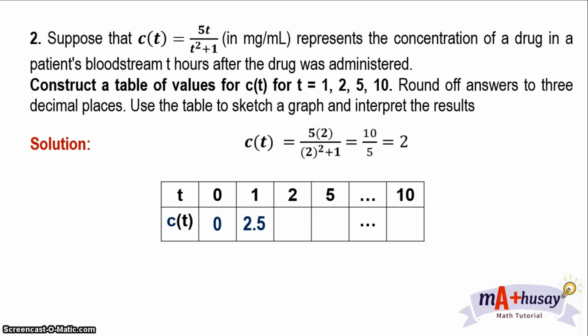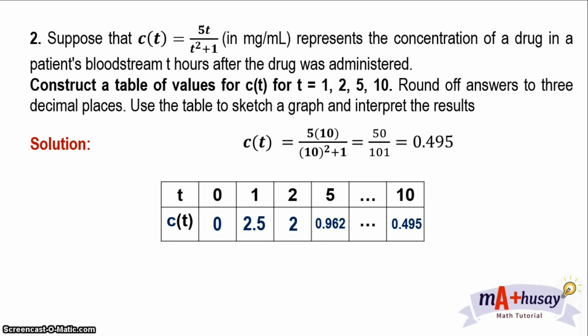After 2 hours naman, kung i-calculate natin, meron na lang 2 milligram per milliliter na drug concentration. After 5 hours, meron na lang 0.962 milligram per milliliter. At kapag i-calculate natin up to the 10 hours, after 10 hours, no? So, when t is 10, the concentration of drug should be 0.495 milligram per milliliter.